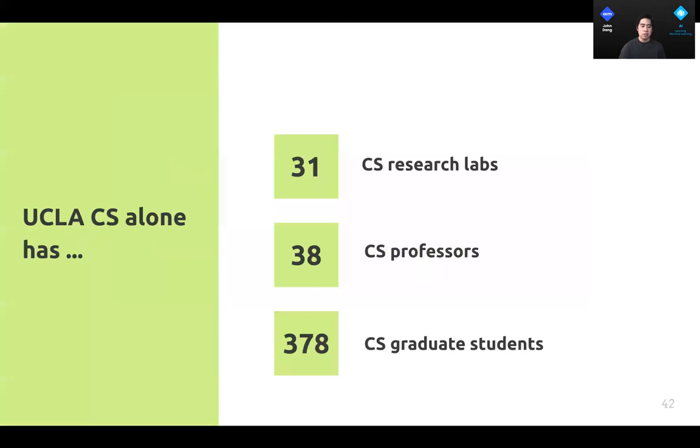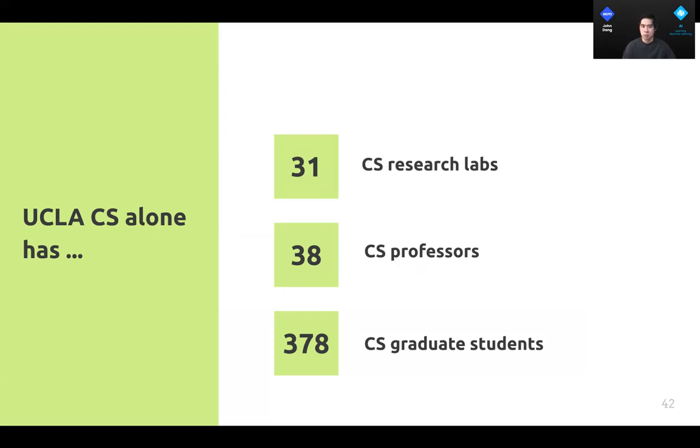In UCLA computer science alone, we actually have 31 research labs, which is quite a lot, and 38 professors who are doing research just in the computer science department alone. And we have almost 400 CS graduate students. So there's something, I think, pretty much for everyone. We do computer science research in pretty much every field, and there are professors and grad students working on it. So hopefully something, at least in the computer science department, is interesting to you and something that you might want to look into.